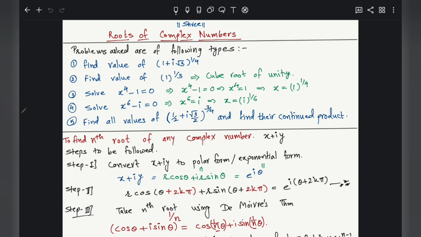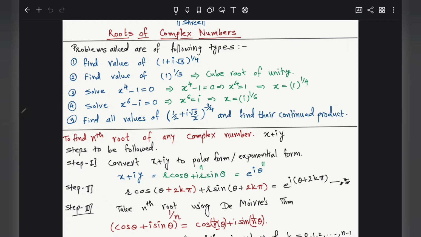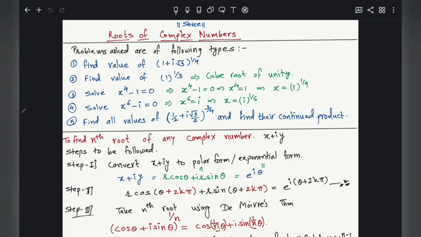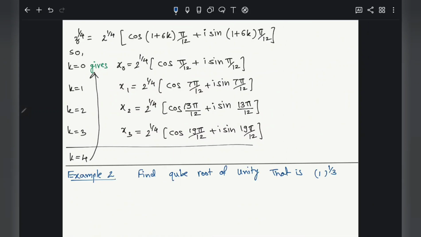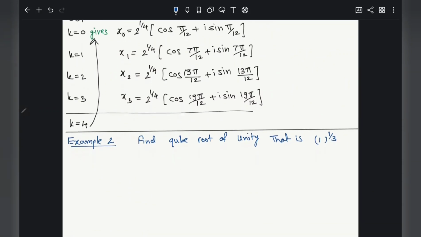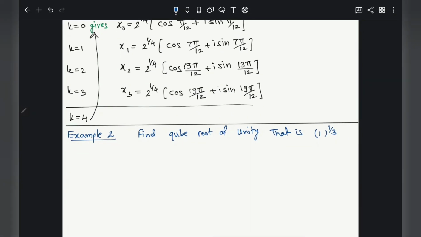Similar way we have to do for all the problems. Like see, just find the cube root of unity. Here cube root of unity we can very easily handle. So I'll show you quickly how to find the cube root of unity, that means 1 raised to 1 by 3. So here just see 1 raised to 1 by 3. So here our complex number z, we have to find this.